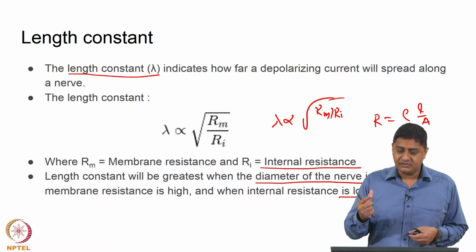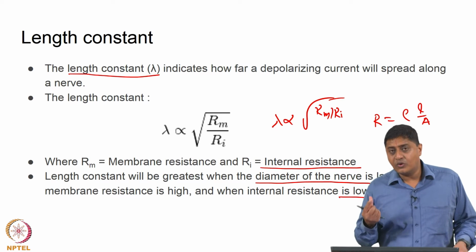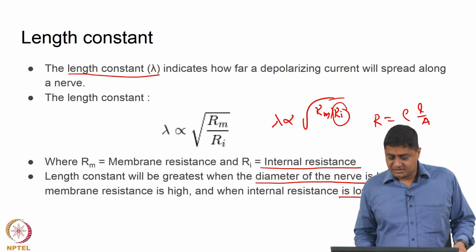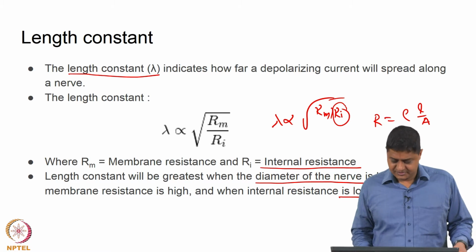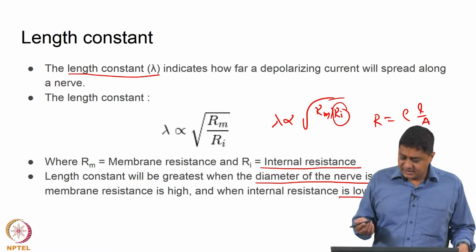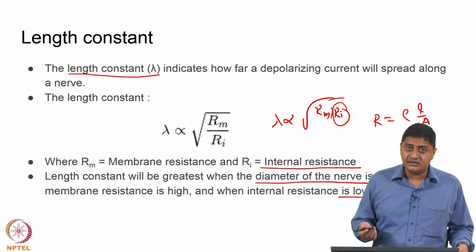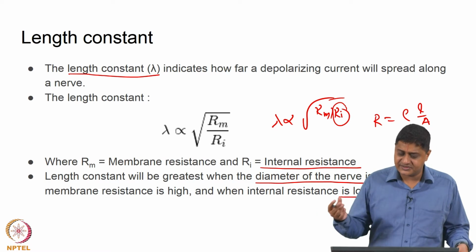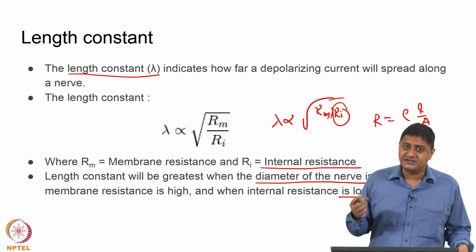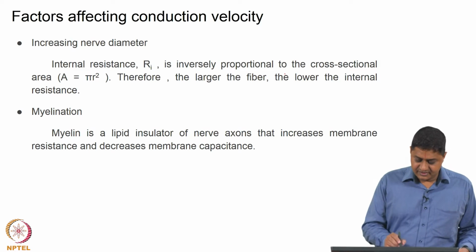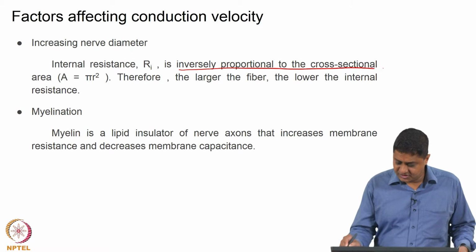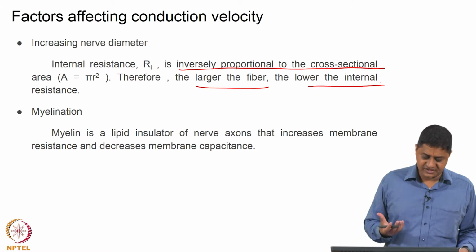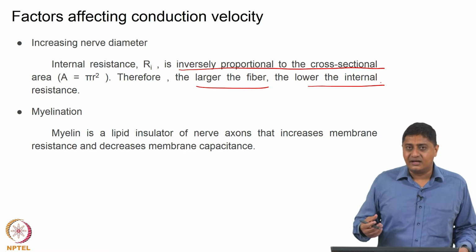The larger the diameter, the lower is the resistance Ri, and the larger is the length constant. To increase the length constant, I can increase the diameter and thereby reduce the internal resistance, but I cannot keep on doing this. If I keep on doing this, at some point body size related constraints will come into the picture. As I said, the internal resistance is inversely proportional to the cross sectional area, therefore, the larger the fiber, the lower the internal resistance, thus increasing lambda.